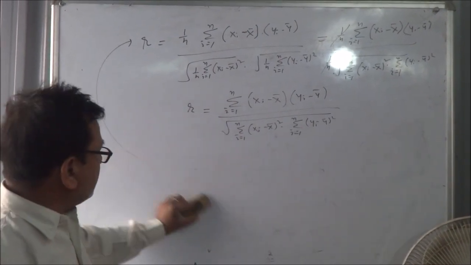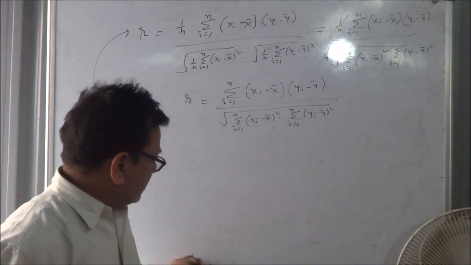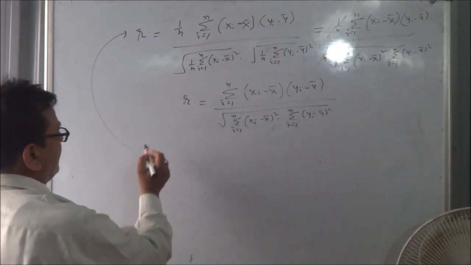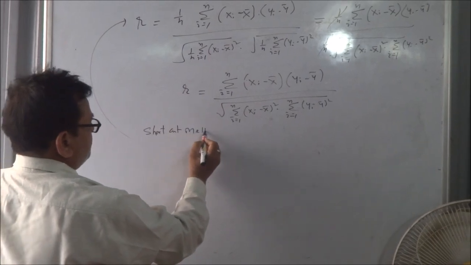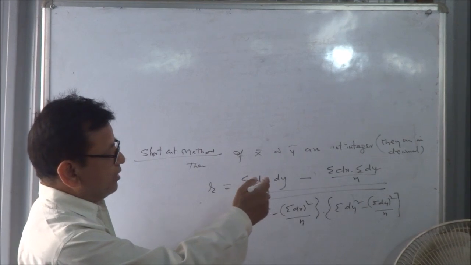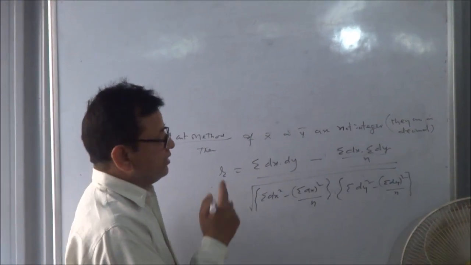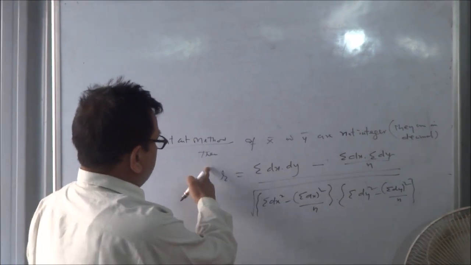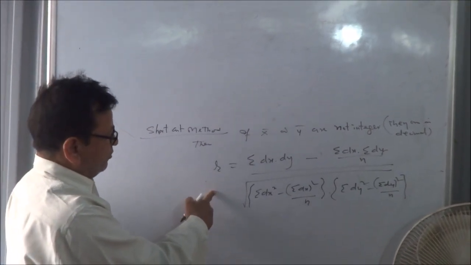There is another method from which you can calculate Karl Pearson coefficient, that is called the shortcut method. When x bar and y bar are not integers, meaning either of these values is in decimal, then the coefficient of correlation can be calculated by this formula.